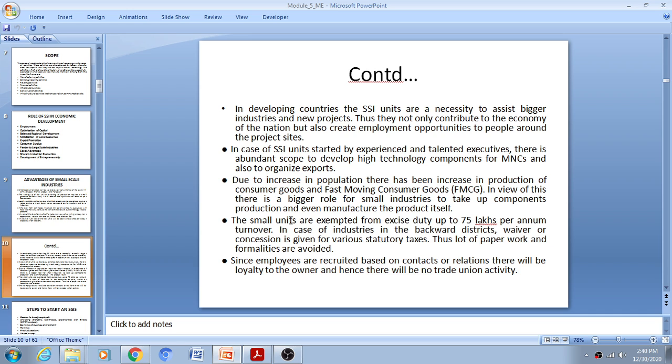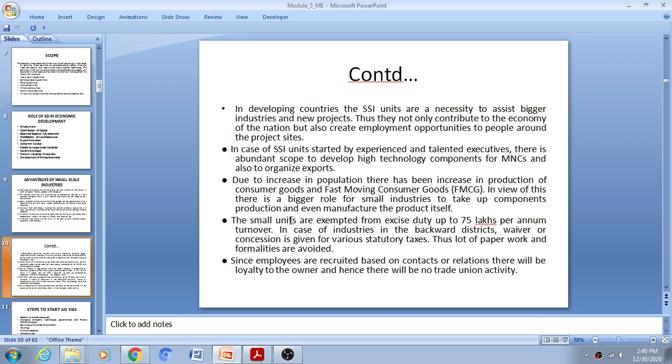Okay. The small units are exempted from excise duty up to 75 lakhs per annum turnover. In case of industries in the backward districts, waiver of concession is given for various statutory taxes. Thus, a lot of paperwork formalities are avoided. So, you can have a tax exemption as well if you are a small unit owner.